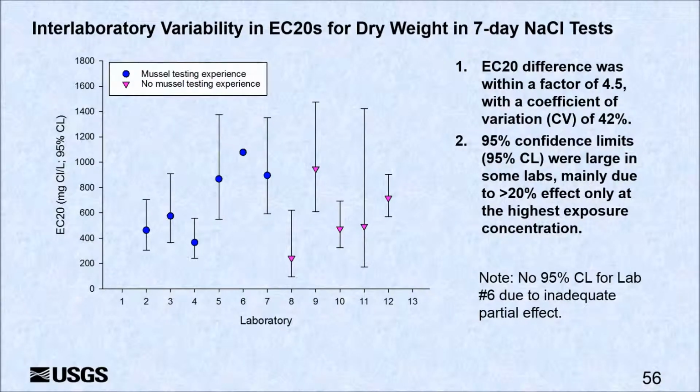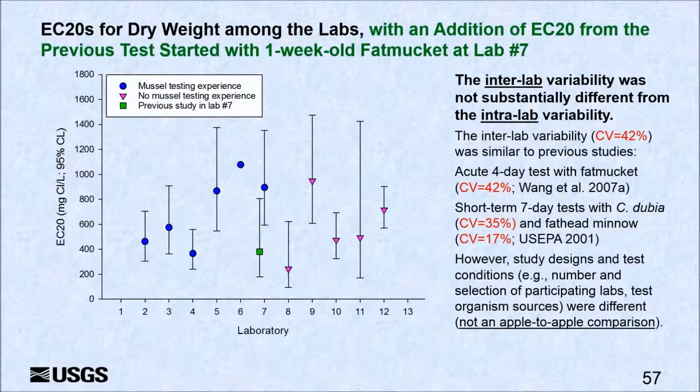So this is the EC20 among different labs. The difference was within a factor of 4.5. We see there's a large confidence interval in several labs, and mainly it's because only the highest concentration substantially reduced the growth, and the others did not. So that's why there's some high variation over there. Here I add one green square point, which is the sodium chloride test result tested in our lab, as I mentioned before, and you see the within-lab variation is similar to the inter-lab variability among the 12 labs.